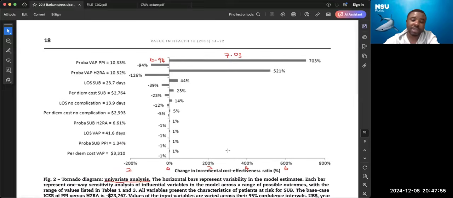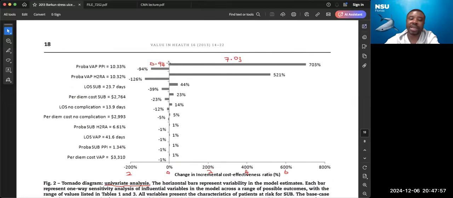So this bar here is them varying just the probability of the VAP in the PPI and keeping all the other variables constant. And then they plotted it as this. Remember that the one we did in class, normally they continue this bar together, but remember that it's the same bar. This is the same as this one. This bar is the same bar. So that's why I wrote these things here. So these two bars are the same thing.